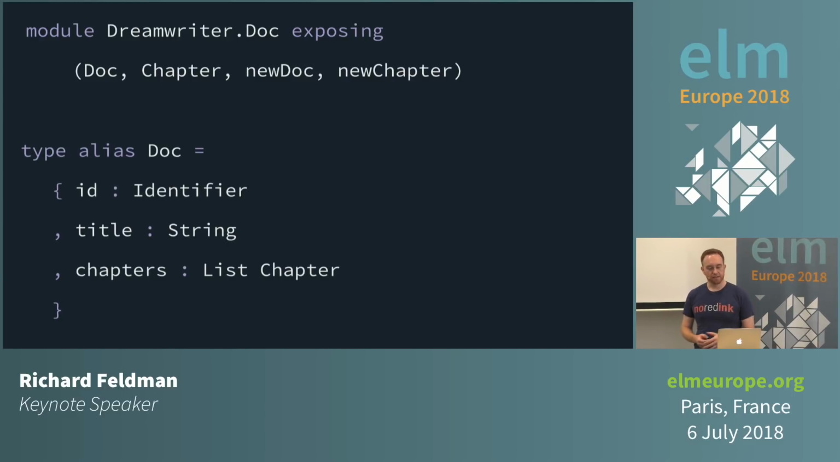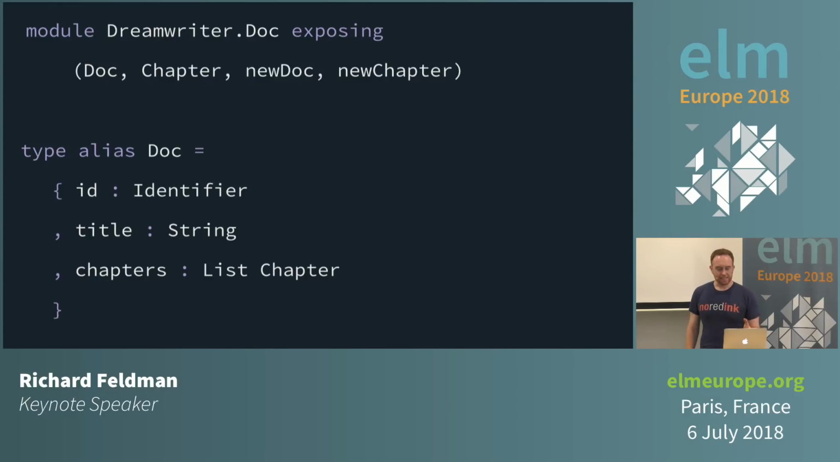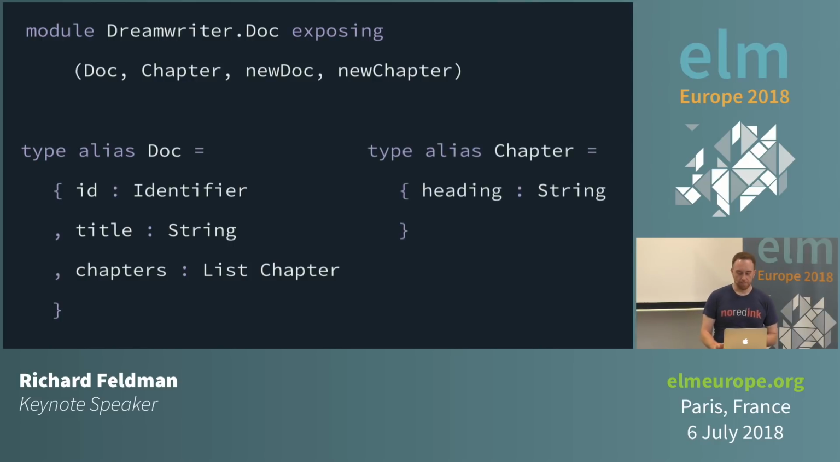I made a type alias for my doc, so it's just a record. It had id, which was an Identifier. I'll get back to that in a second. It had a title for the document, and then a list of chapters for the chapters inside of it. Type alias Chapter, I just had heading, String, and nothing else in there. I assume I was planning to get back to that and add more stuff because I made it a record, but that seems reasonable. I think likely I would end up with more metadata inside Chapter.